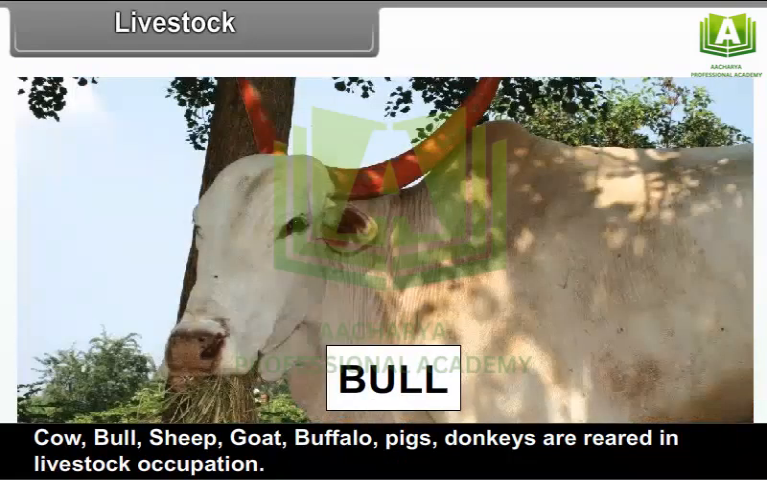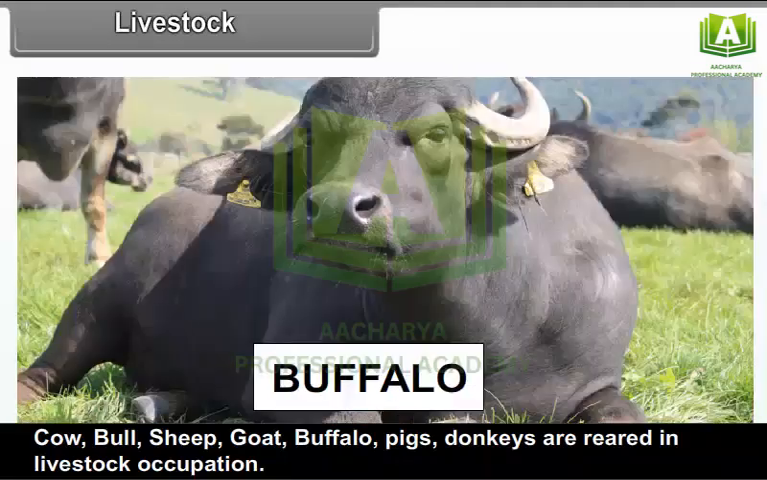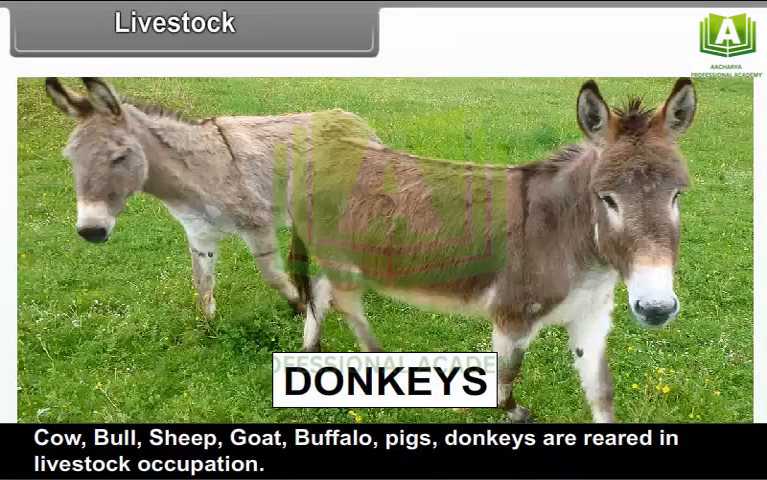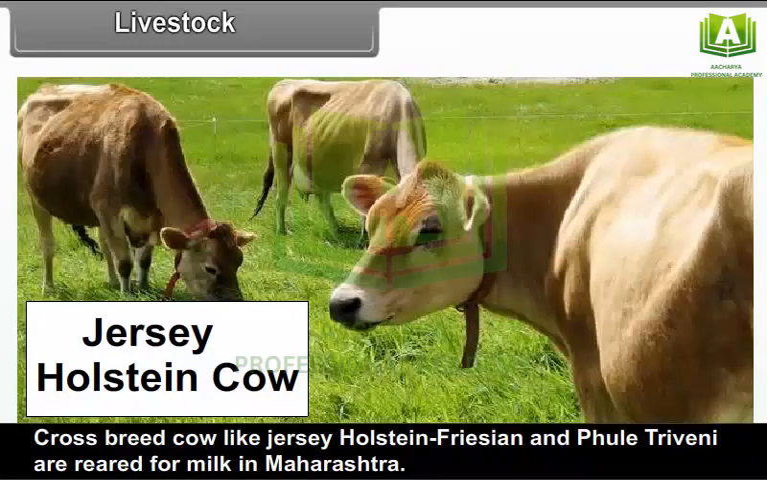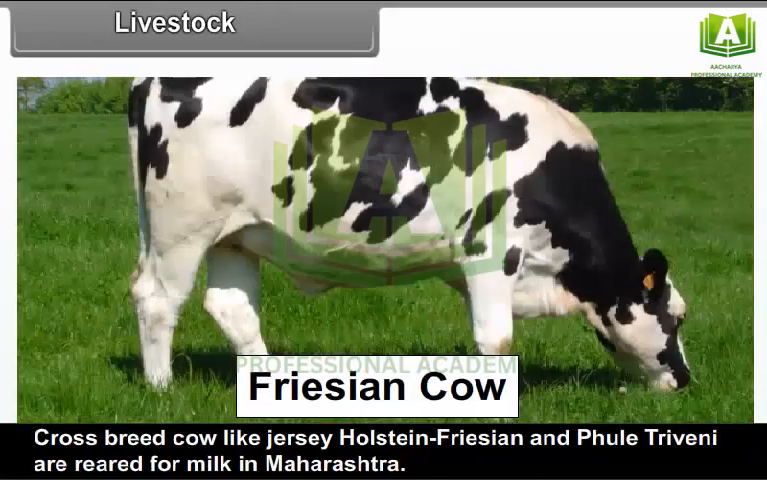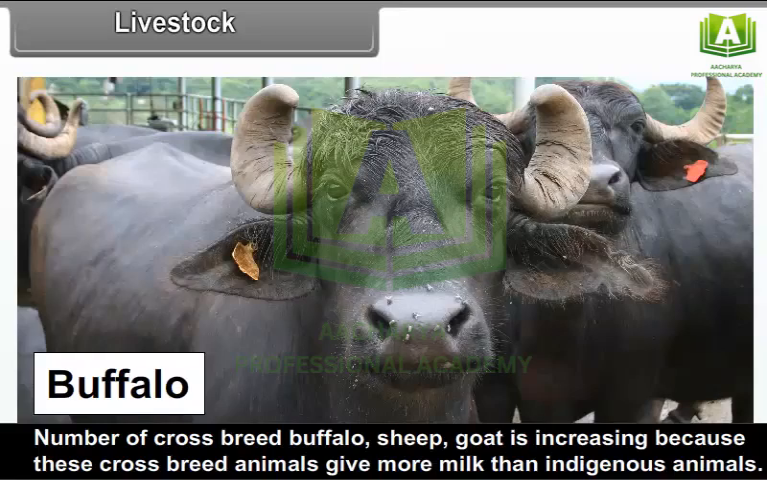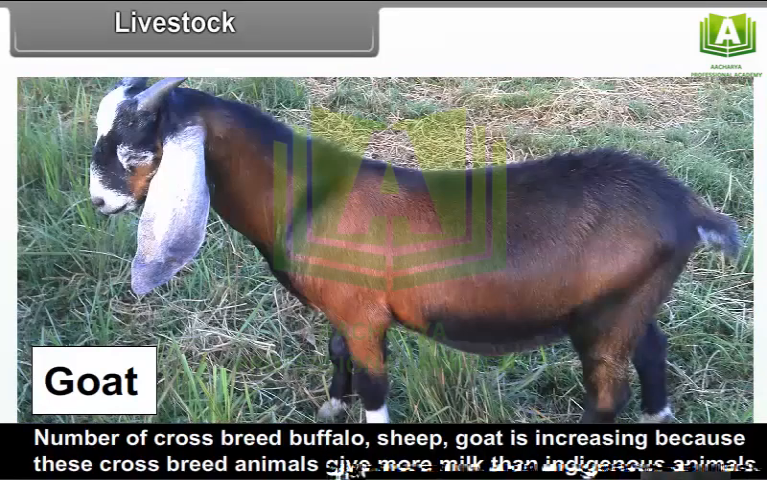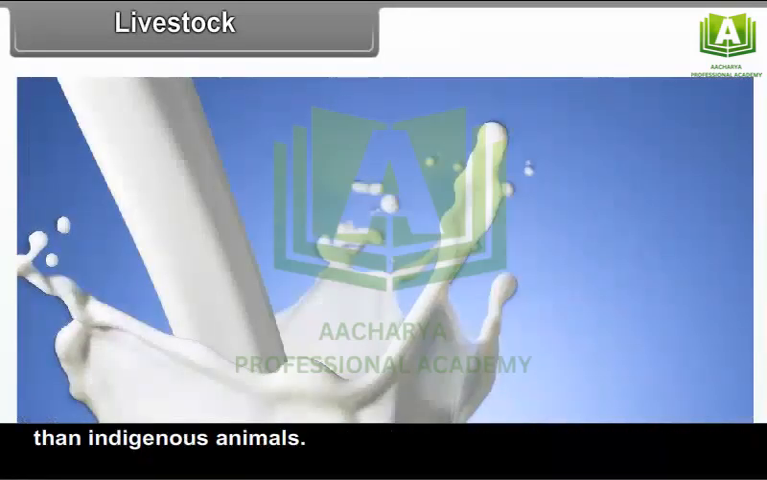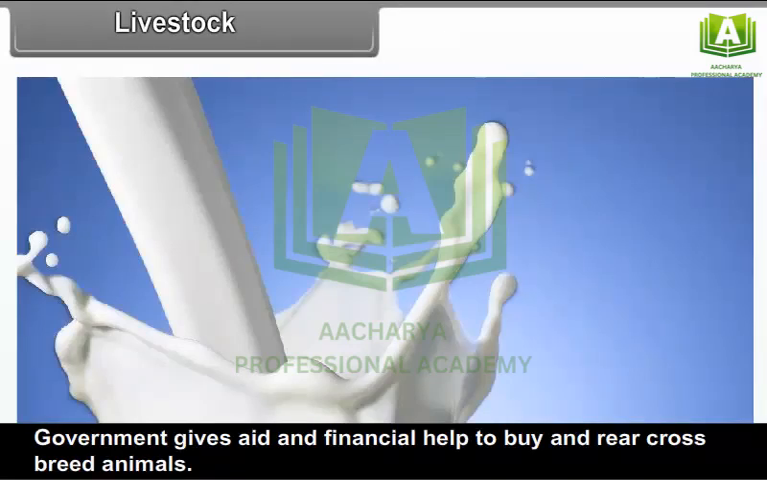Cow, bull, sheep, goat, buffalo, pigs, donkeys are reared in livestock occupation. Crossbreed cows like Jersey, Holstein, Friesian and Freely Triveni are reared for milk in Maharashtra. The number of crossbreed buffaloes, sheep, goats is increasing because these crossbreed animals give more milk than indigenous animals. Government gives aid and financial help to buy and rear crossbreed animals.